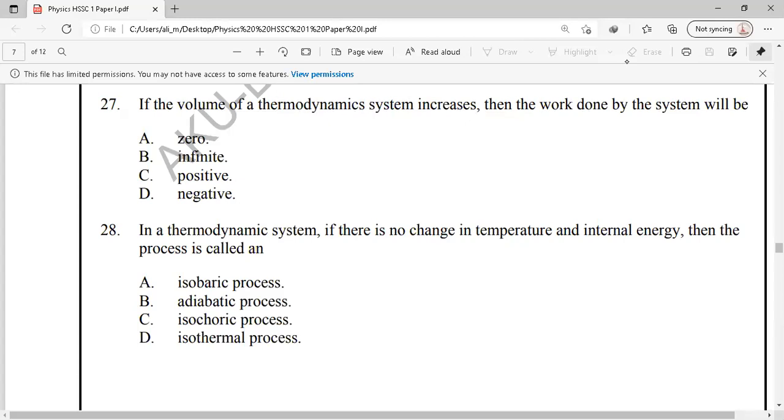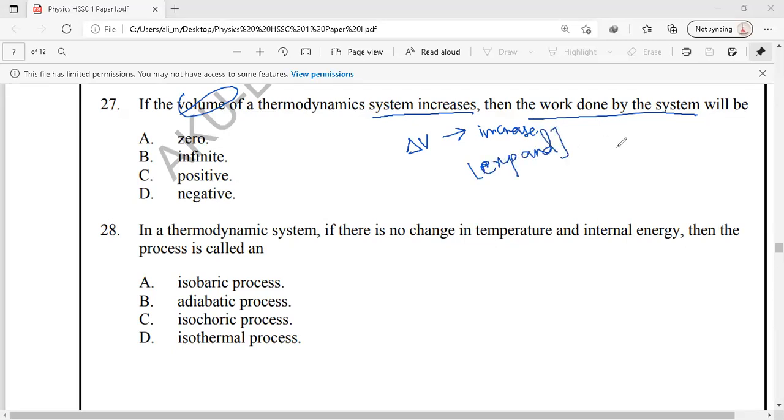Let's see question number 27. If the volume of a thermodynamic system or thermodynamic gas increases, then the work done by the system will be zero, positive, negative, or infinite. As the question says that the volume is increased, which means delta V is positive. So for the expansion process, volume increases, which means the system has expanded.